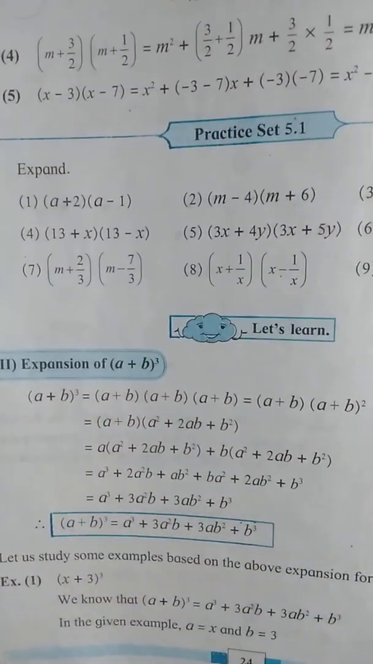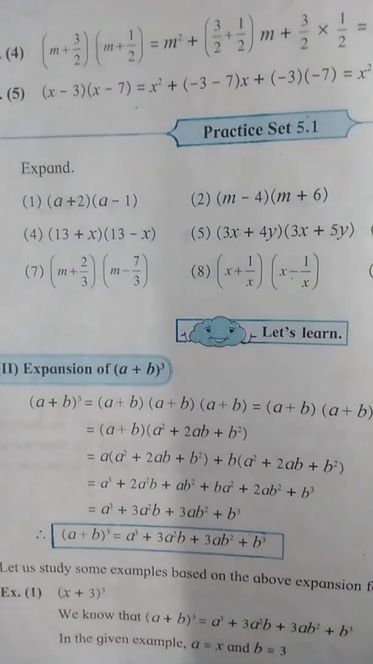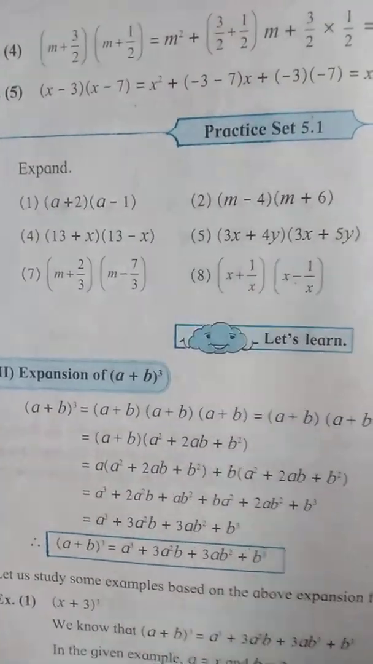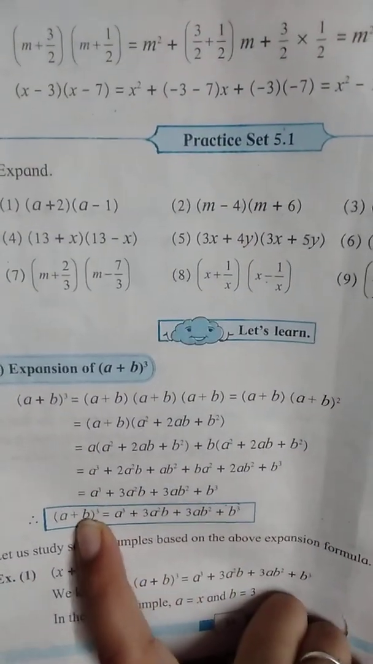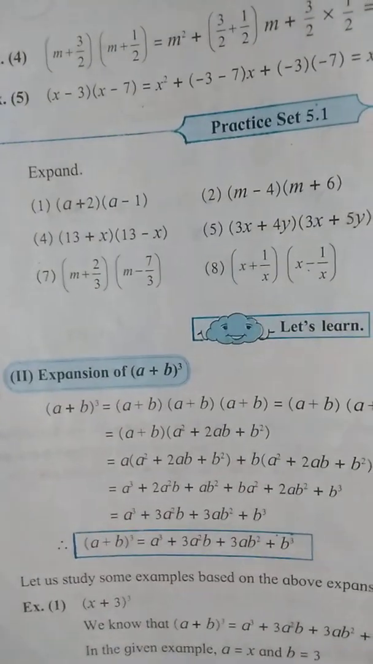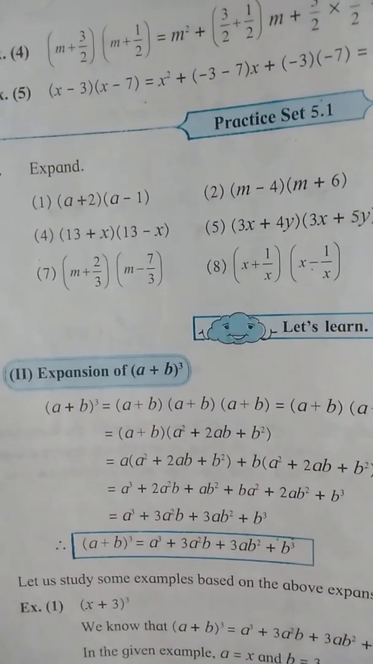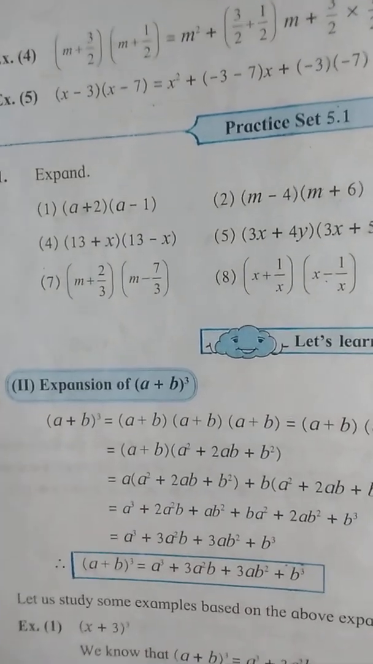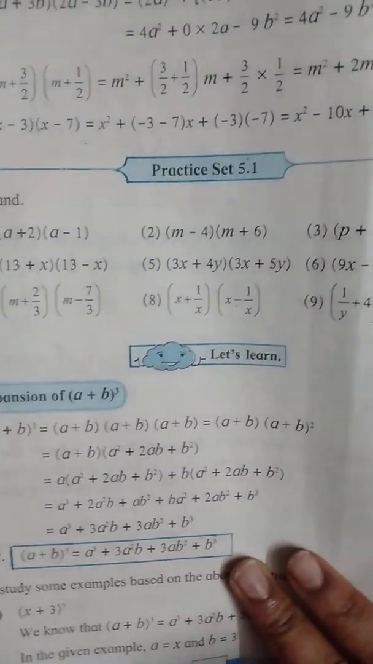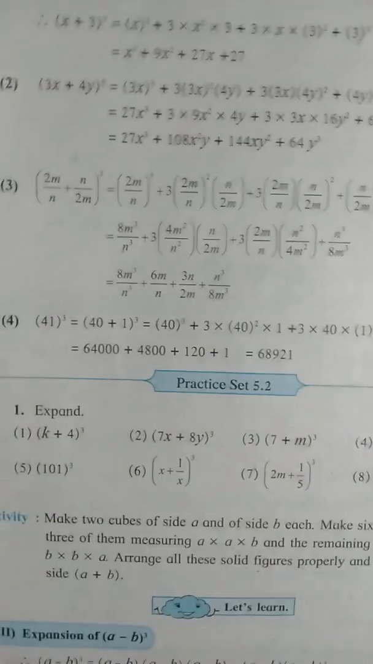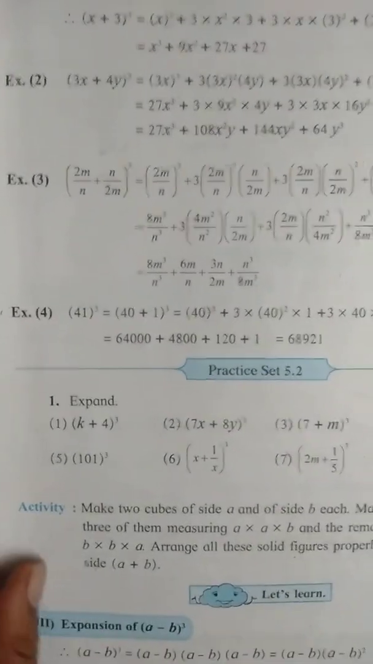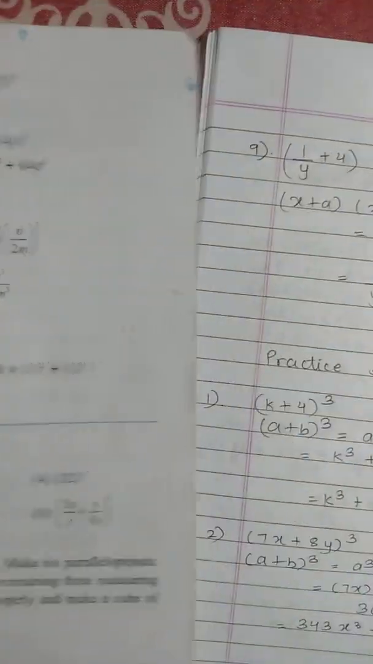That means for the second term you square the first term, and for the third term you square the second term. So remember this: (a plus b) the whole cube is equal to a cube plus 3a square b plus 3ab square plus b cube. Moving to the sums that have been given to us, there are a total of 8 sums that we are going to see.